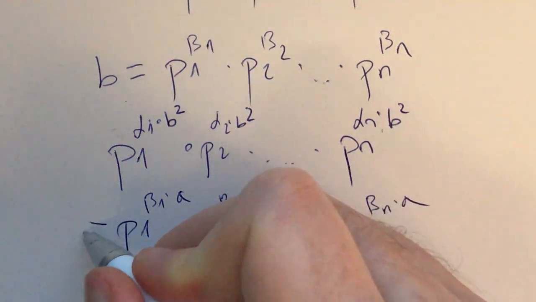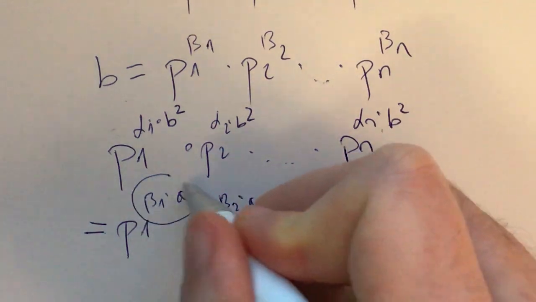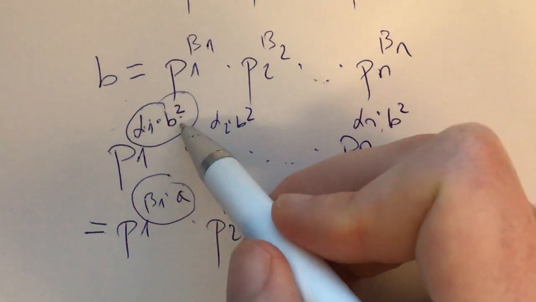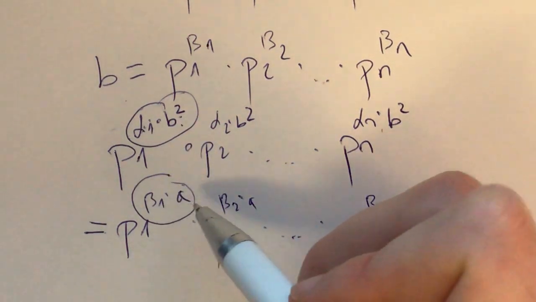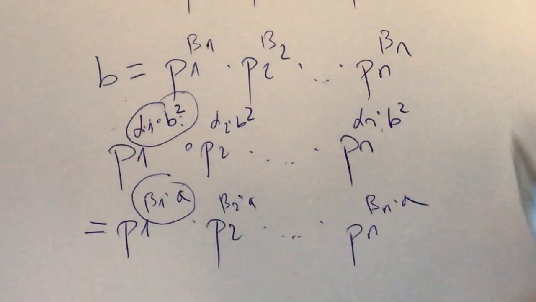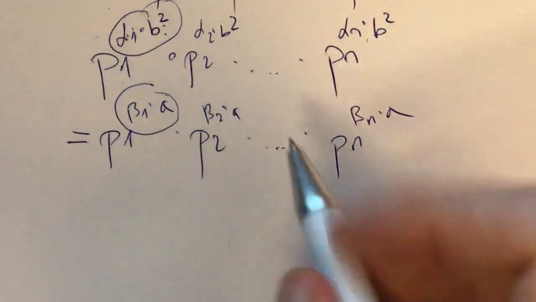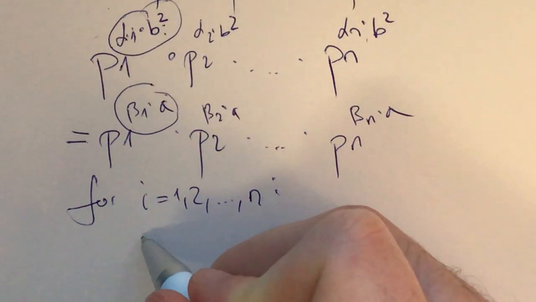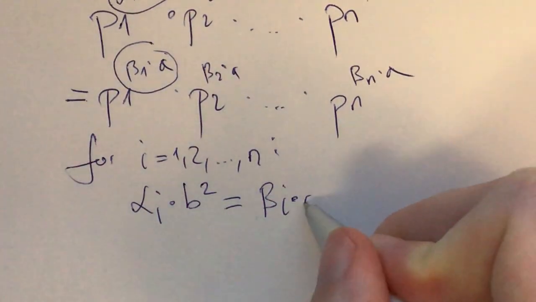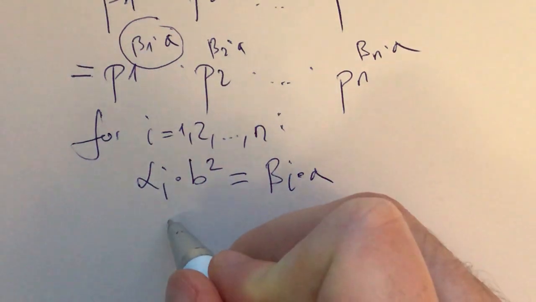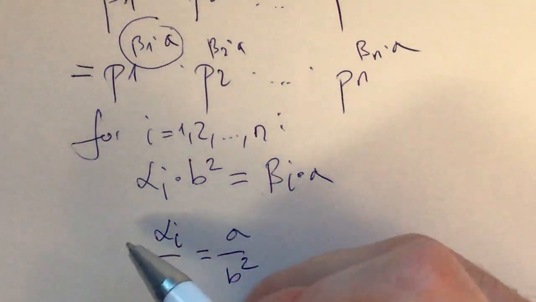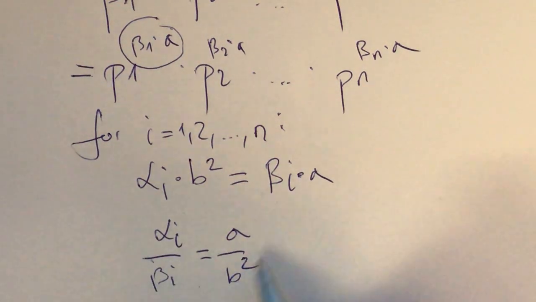Now, because these two numbers are equal, it must be that the exponents on these different primes must all be equal to one another, which means alpha 1 times b squared is equal to beta 1 times a, and also alpha 2 times b squared is beta 2 times a, and so on and so forth. So now what we have is, for each i, alpha i times b squared is equal to beta i times a, which in turn means that alpha i over beta i is equal to a over b squared. Now, take 2 minutes to figure out what this means.